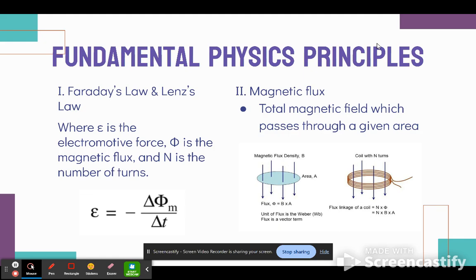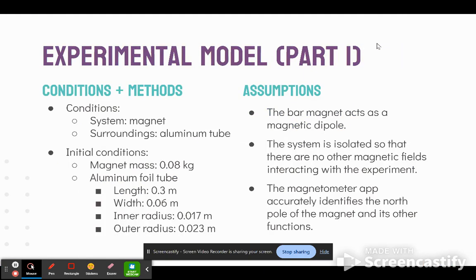So the experimental model uses the app to identify the north pole of the magnet and uses a recording to track the position of the magnet dropping through the aluminum tube. The system is the magnet, while the surroundings is the tube and anything else. For initial conditions, I had the magnet mass and the aluminum foil tube measurements.